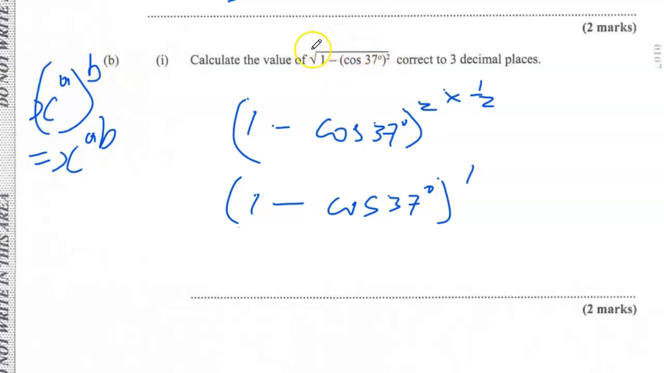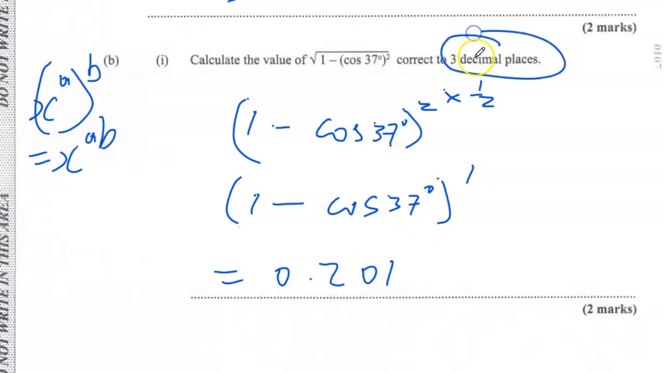So here the root is equivalent to a half, and half times 2 is 1. So the power there is 1, and we have 1 minus cos 37, which gives us 0.201 to 3 decimal places. Also, you could just find 1 minus cos 37, square it, and then take the square root again. You end up with the same result. All right, let's continue.